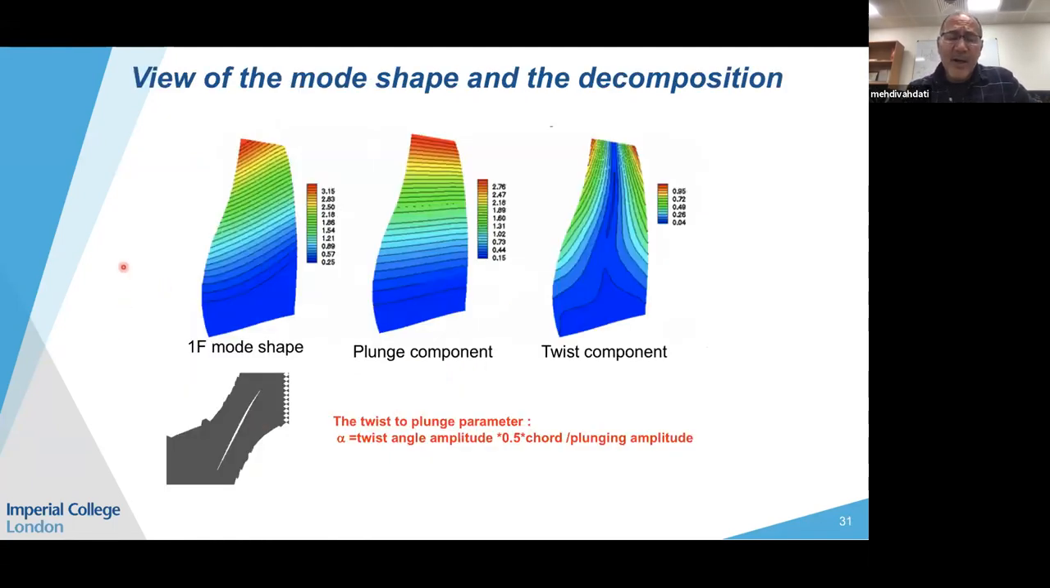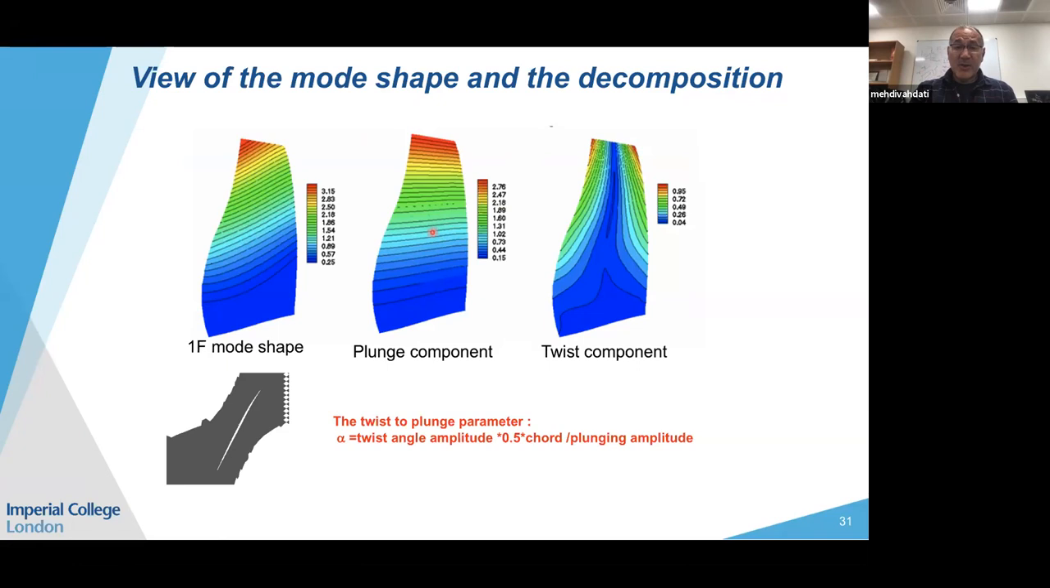The other element of the flutter that I mentioned is the shape of the 1F mode. So this is the 1F mode. Those are contours of displacement. You can decompose this mode to a pure plunging component like here. You take all the displacement at the radial height, add them together and average them, you get this. Then you subtract this from that, and you get this component. So you can see that this 1F mode shape, the first flap mode shape, can be written as a plunging mode shape component plus the twisting.